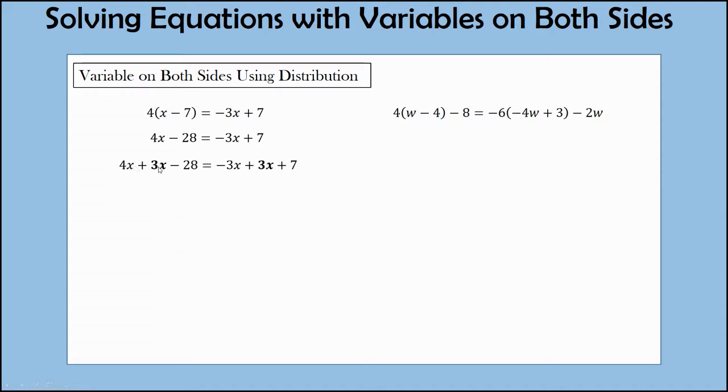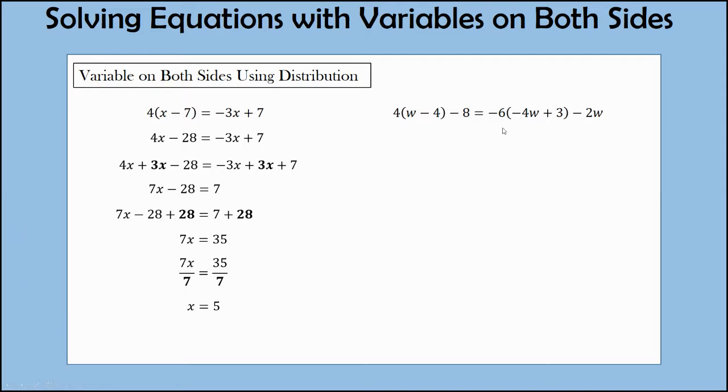Okay, and 4x plus 3x is 7x. I still got minus 28 equals. And then after I eliminate these two, I still got a 7 over here. All right, now I'm down to a two-step equation. Isolate 7x, add 28 to both sides. Negative 28 plus 28, that's a 0. 7x is 35. Make the coefficient of x become a 1 by dividing by 7, and x is 5.